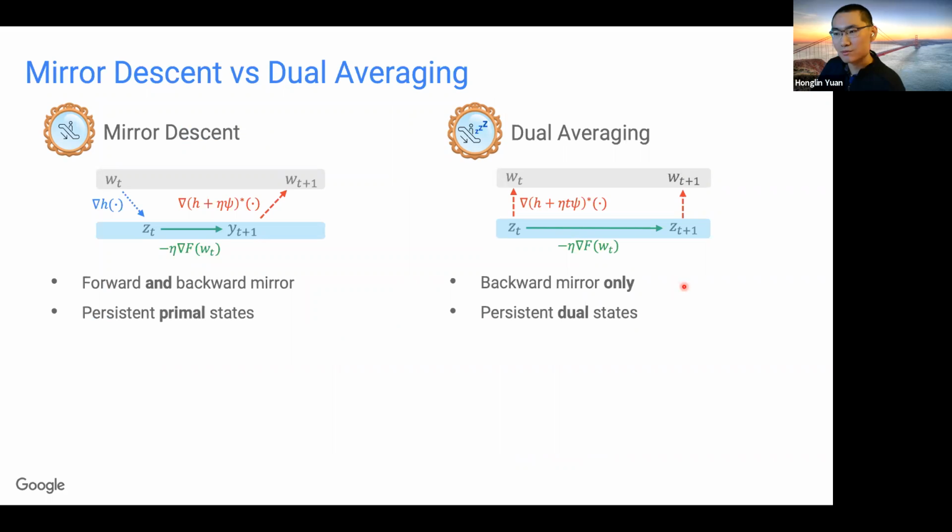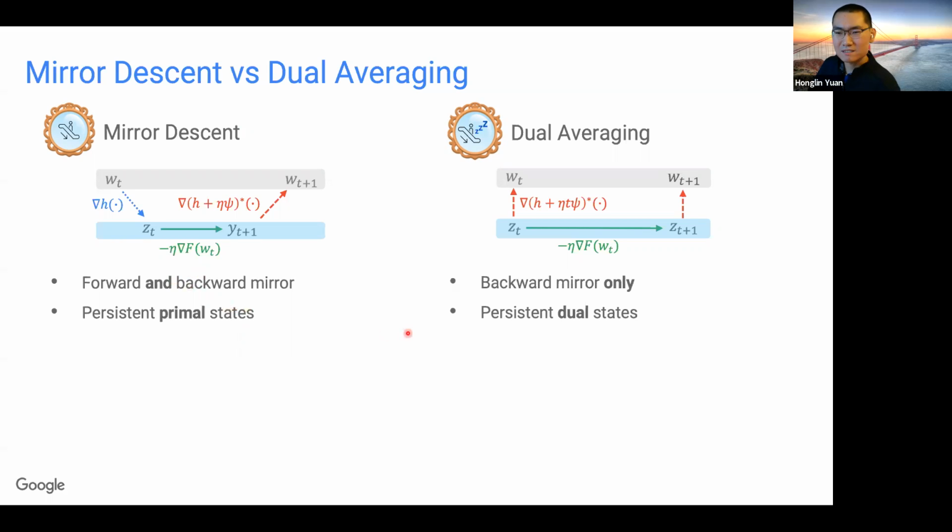A quick comparison between mirror descent and dual averaging. In mirror descent, there's a forward and backward mirror, and we keep a persistent primal state. You can also interpret that as keeping a persistent dual state, but I would say that the primal state entails a better understanding of this problem.